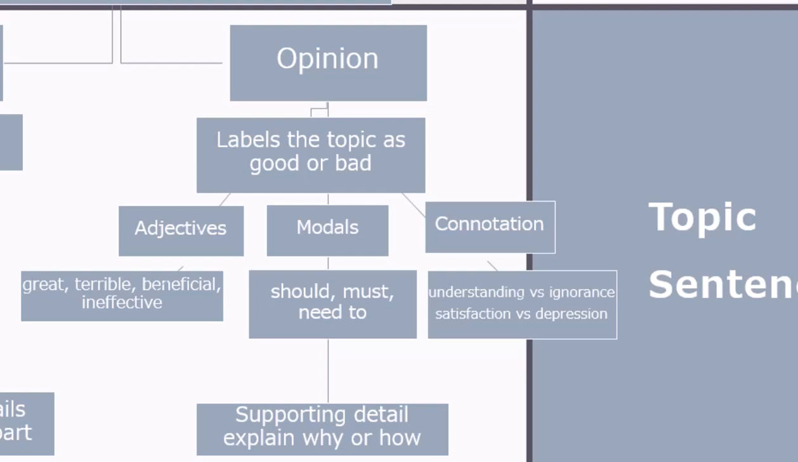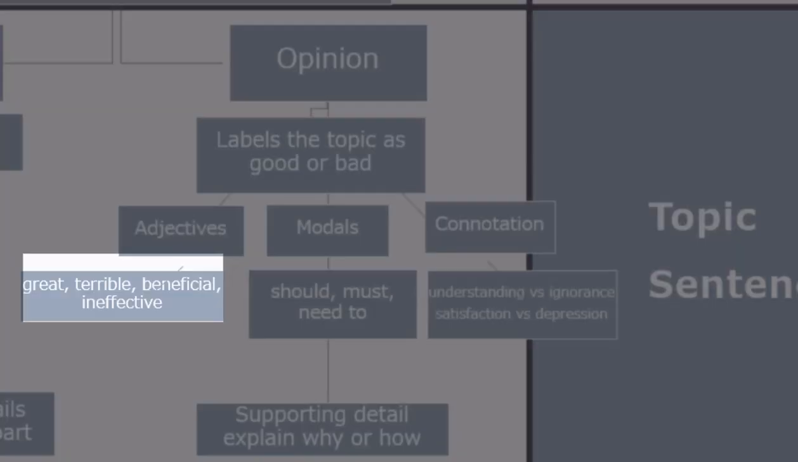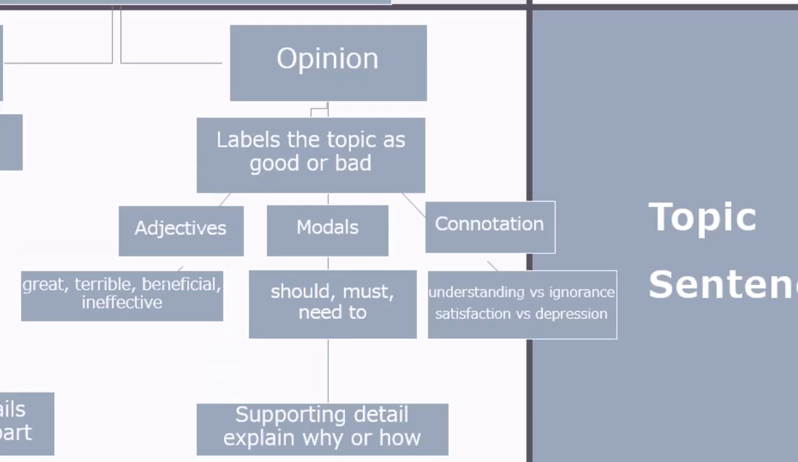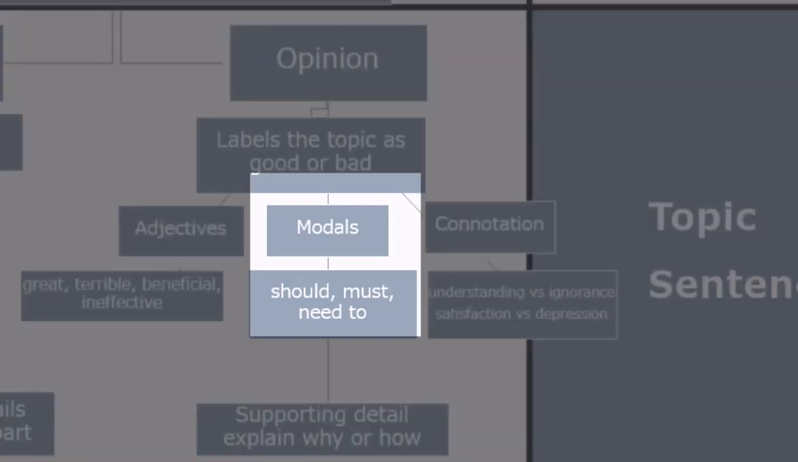Now with the opinion, there's a few different ways that we can express that. One is through adjectives. That's probably the most common. We see some examples here. Great, terrible, beneficial, and effective. You have some good ones like great and beneficial, or some bad ones like terrible and ineffective. Another way is with modals. The most common one is should, the most obvious one. When you use the word should, you are making a recommendation. So if you say should, it means that you think it's a good idea. If you say should not, you think it's a bad idea.